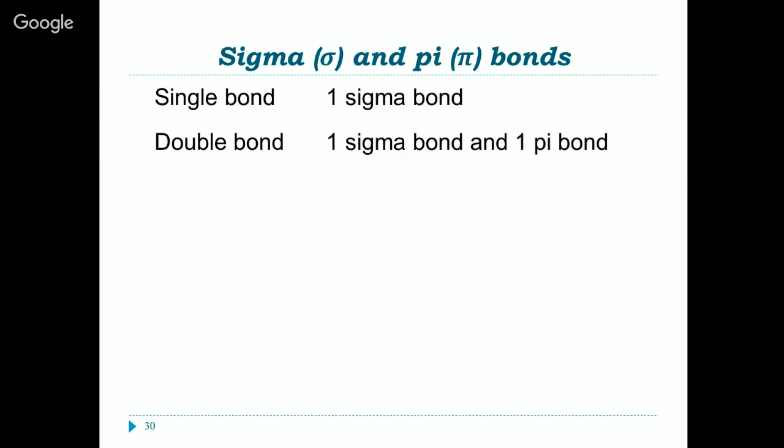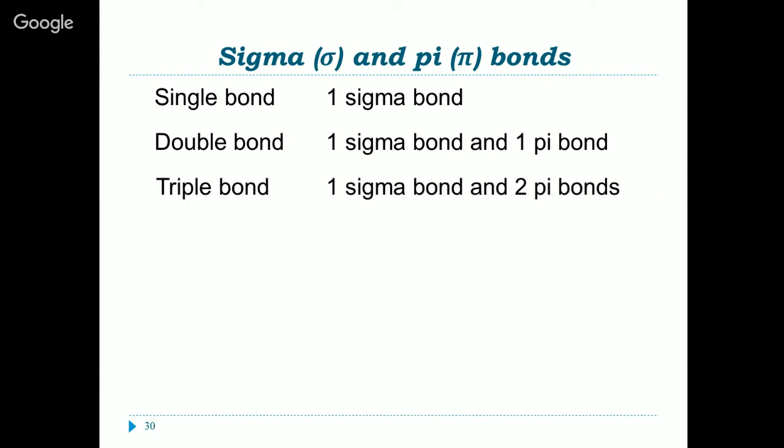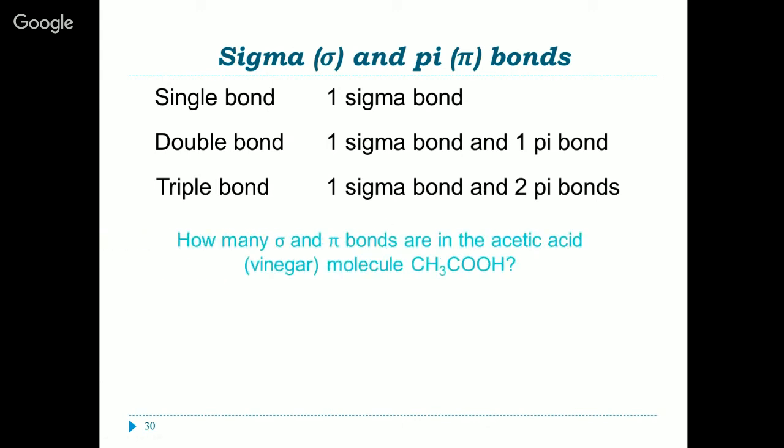So a single bond, just for review, is 1 sigma. A double bond is a sigma and a pi. And a triple bond is a sigma and 2 pi bonds. So we always have to start off with a sigma bond. So acetic acid, which is vinegar, how many sigma bonds and how many pi bonds do we have? 1, 2, 3, 4, 5, 6, 7 sigma and 1 pi.